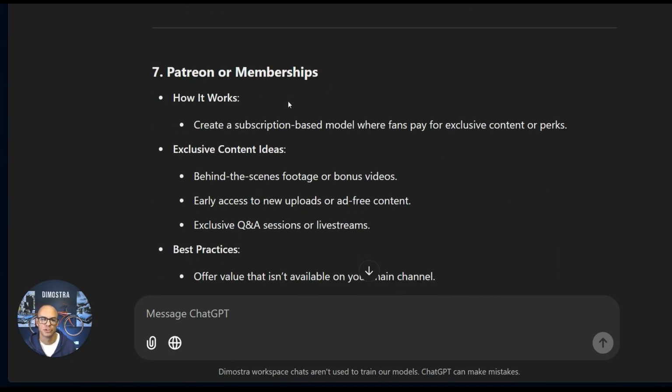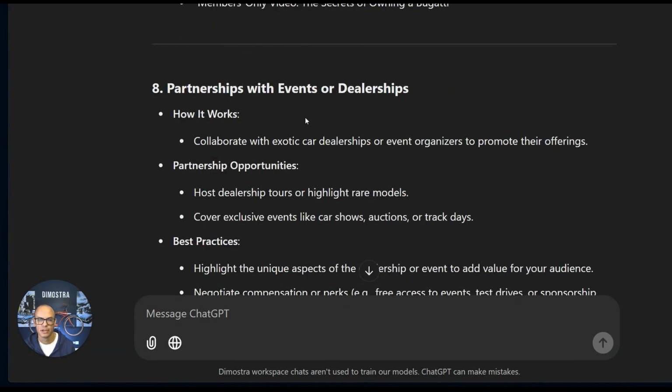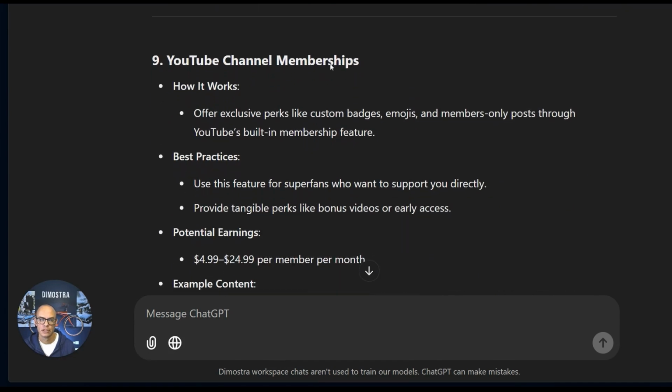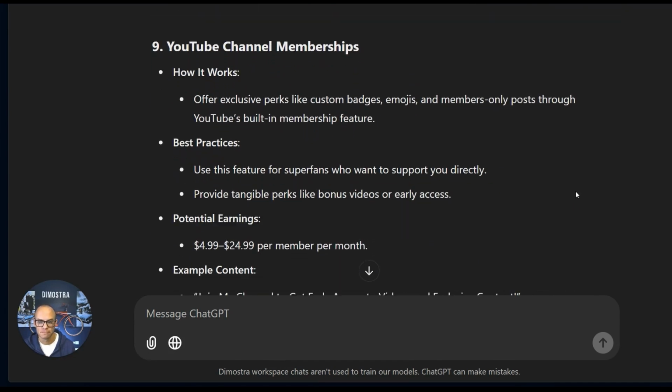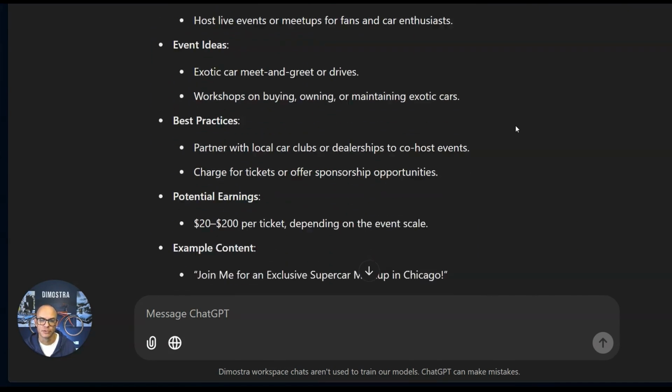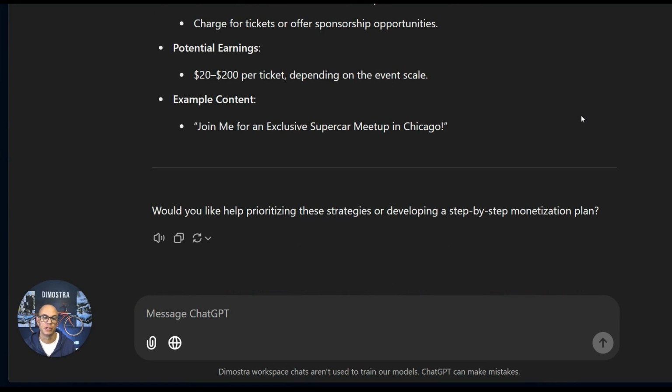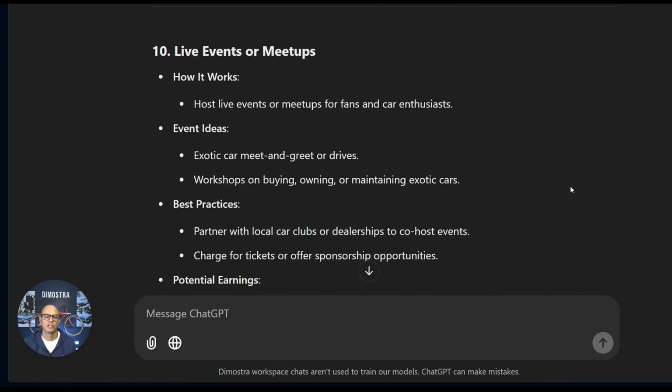Patreon or memberships: how it works, create a subscription-based model where fans pay for exclusive content or perks. Very cool. Partnerships with events or dealerships. Yep. YouTube channel memberships, live events or meetups. These are all great ideas that you could explore. There's some great things to get you focused. Now I've got one more prompt for us to use here.